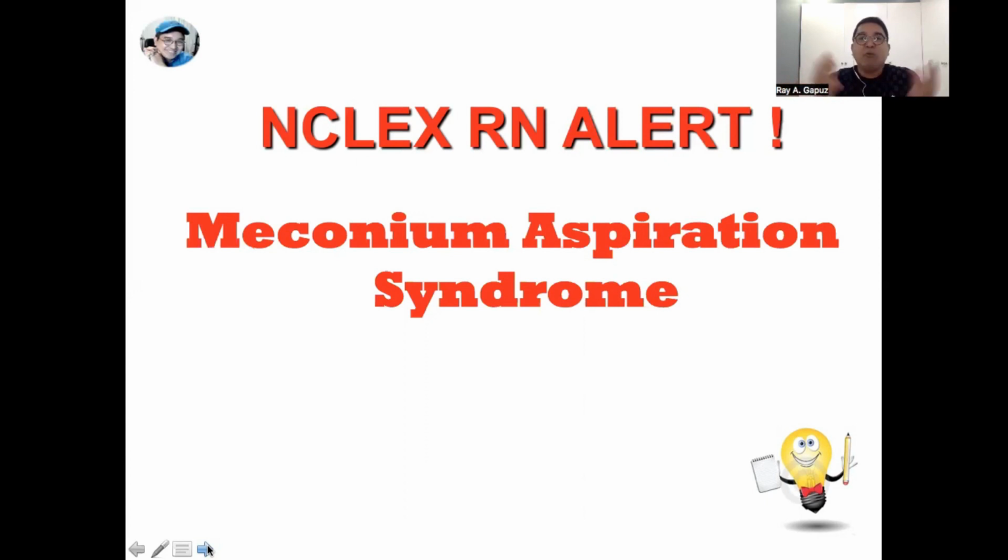So, how would you know that the baby is in danger of meconium aspiration? So there's usually brownish or greenish amniotic fluid. This is what we call meconium stained amniotic fluid, and there's going to be slow heart rate. So when the child is at risk for meconium aspiration syndrome, you have to refer the client immediately to the neonatal resuscitation team, which should be on standby.